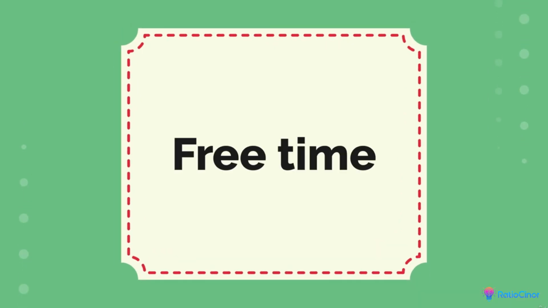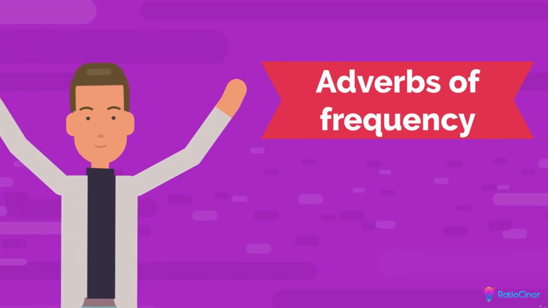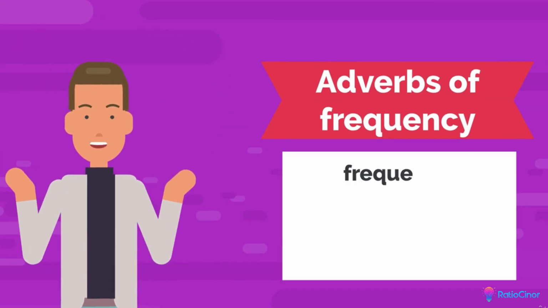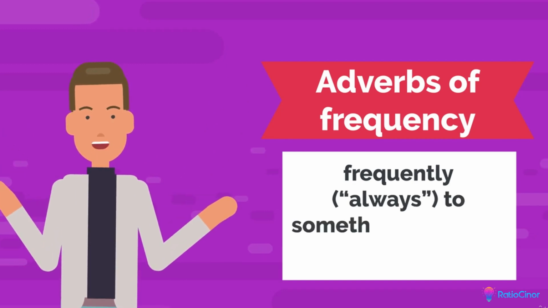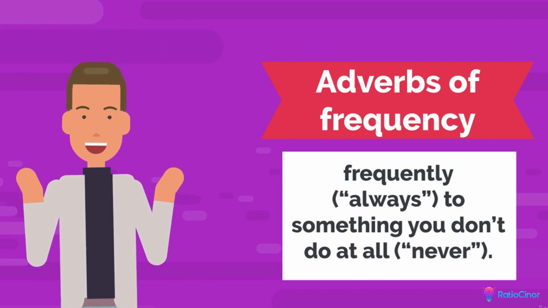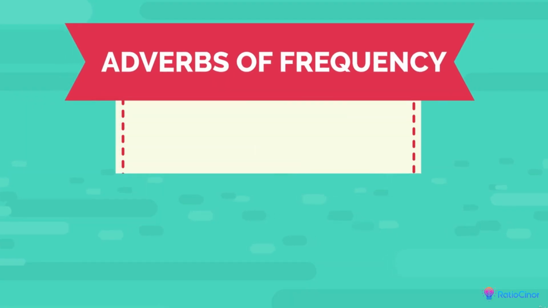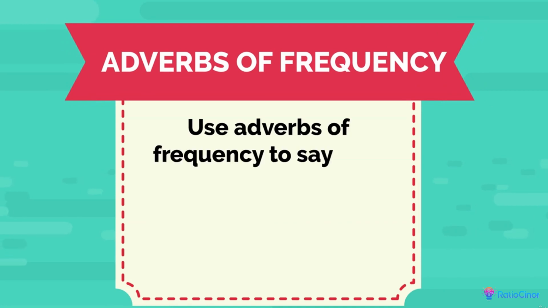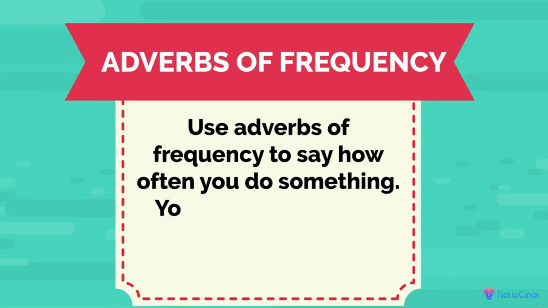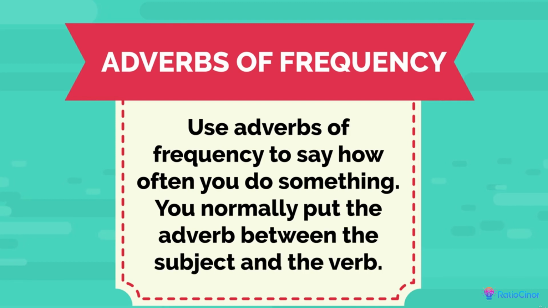Free time. Adverbs of frequency show how often you do something, from something you do very frequently, like always, to something you don't do at all, like never. Use adverbs of frequency to say how often you do something. You normally put the adverb between the subject and the verb.